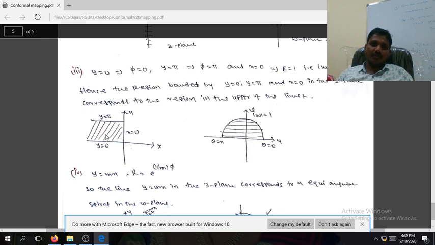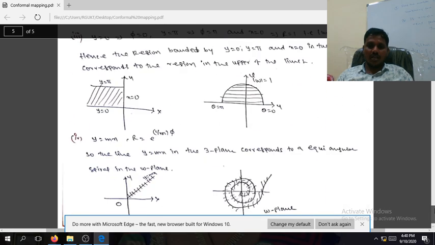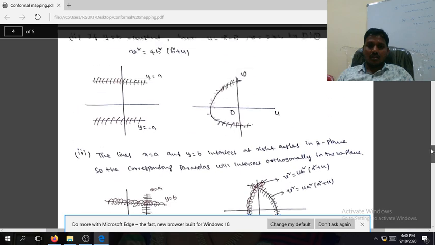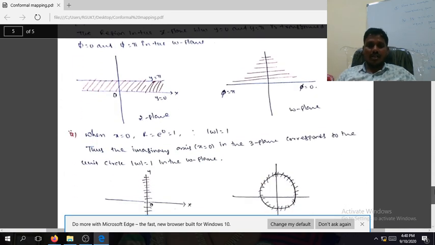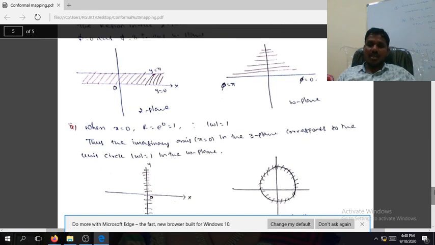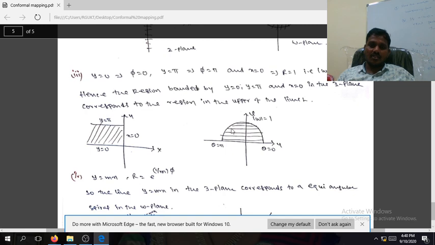Yes, the image of this is what? Here, this is the half circle. Half circle, is it clear? Why is it a half circle? In the previous case, how can we get the full circle? Only x is equal to 0 I am taking. Here x is equal to 0, y is equal to pi. That's why this is the image.